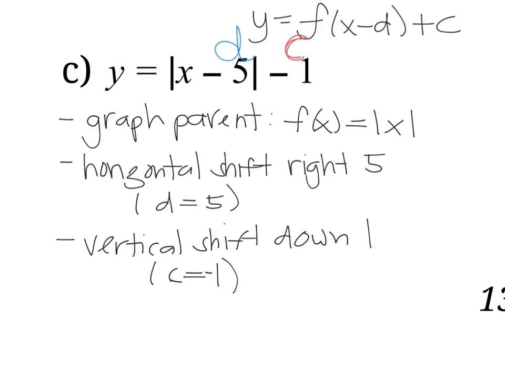So if you're checking back in with your answers now, you should get there's a horizontal shift right 5, and our D value is 5. And there's going to be a vertical shift down 1, and our C value is -1. So now we're going to try a couple examples where we're actually going to graph these things.